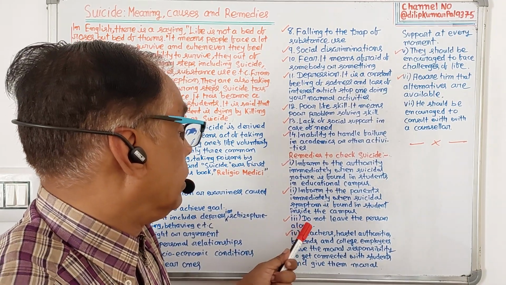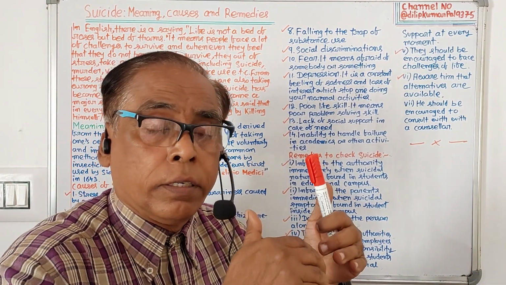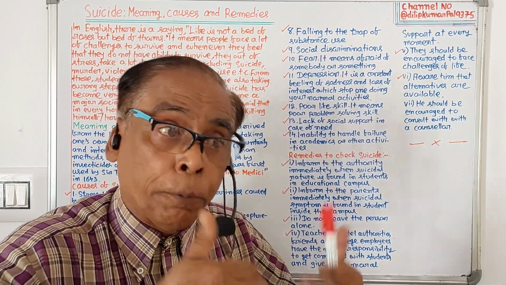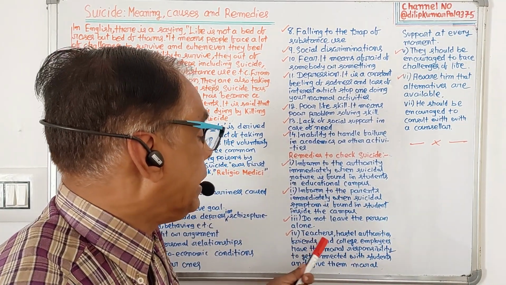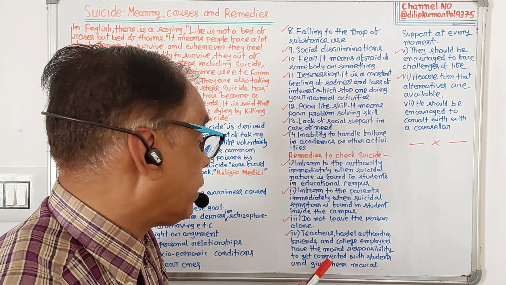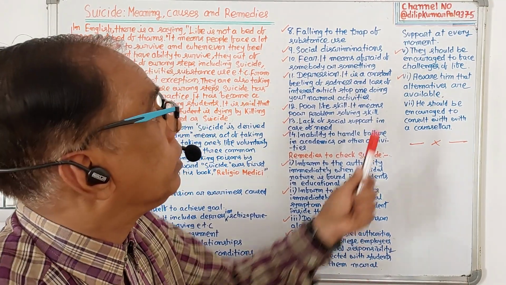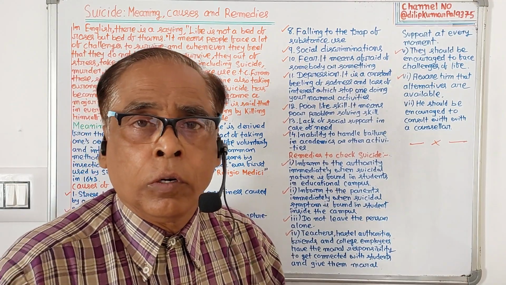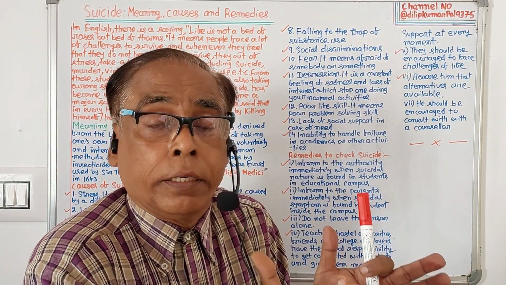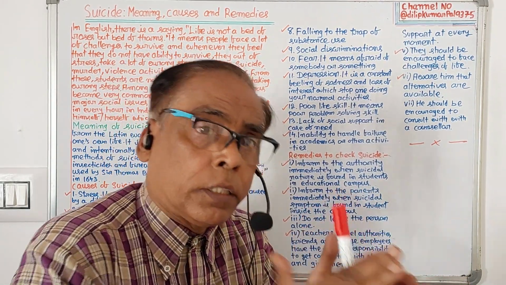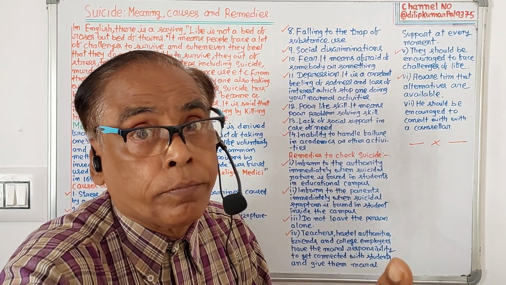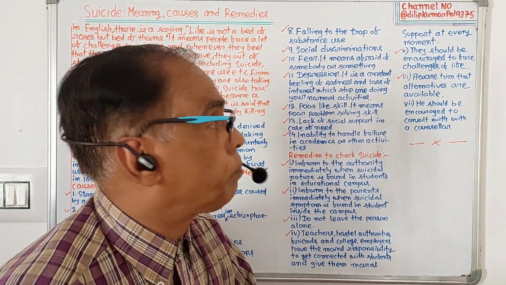Number 3, do not leave the person alone. Whenever suicidal symptoms are found in any person, he should not be left alone. Always a person should be with him. Number 4, teachers, hostel authorities, friends and college employees have the moral responsibility to get connected with students and give them moral support at every moment. Whenever a suicidal symptom is found in any student, it is the moral responsibility of the teachers, college authority, college officials and college employees to be connected with that person and give them moral support.